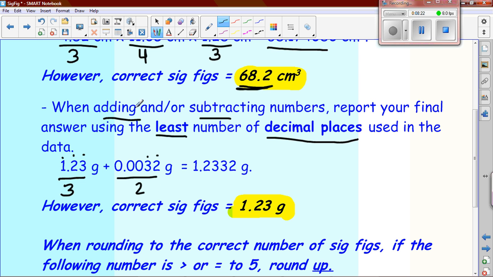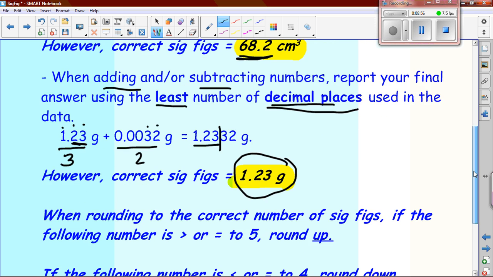Okay, but again, we're adding or subtracting. So we're not going with least number of significant figures, we're going with decimal places. So when you add up the full number, you get 1.2332. We need to go to the least number of decimal places. The least number of decimal places is right here, 2 decimal places. So we need to round this number off to 2 decimal places, which is what we get here, 1.23 grams. Again, we looked at what that final number is right after. It's 4 or less, so that leaves this number to stay the same.